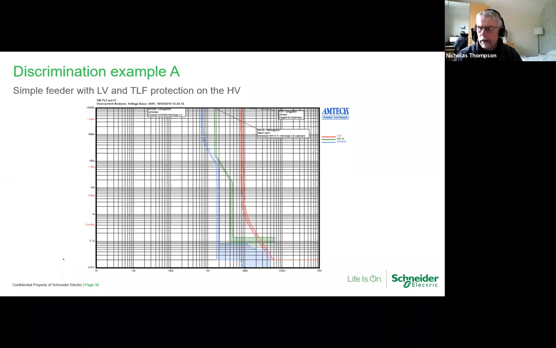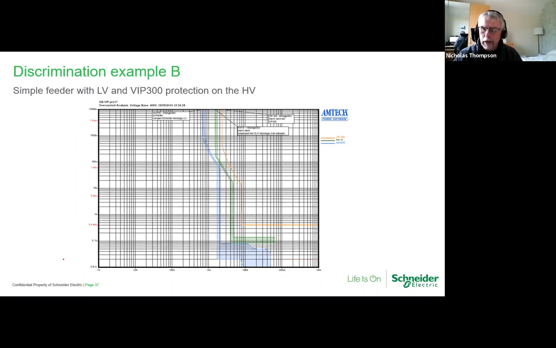Now, these are just two examples of curves. So the red curve is the high voltage using time limit fuse. I said there's not much flexibility with time limit fuse. You can see there, the green and the blue are crossing over, which is probably going to be a problem. But by moving on to a VIP300 protection relay, we've managed to get plenty of safety margin in there between the orange, green, and blue. So orange is HV, blue and green are LV. So that's good time grading in my eyes.